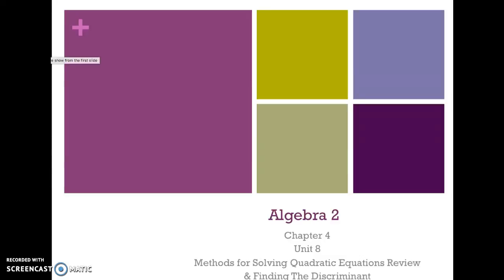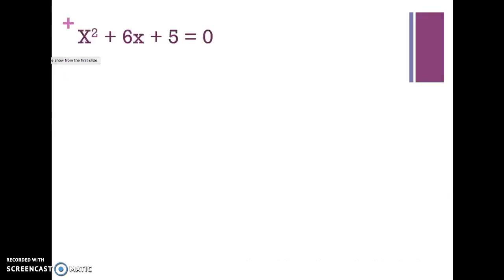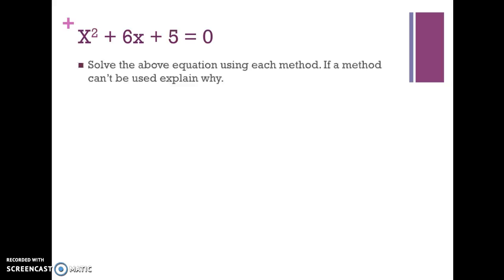This is Algebra 2, Chapter 4, Unit 8, Methods for Solving Quadratic Equations Review and Finding the Discriminant. So we're going to first start off with this quadratic equation, x squared plus 6x plus 5. And we're going to use each of the 5 methods that we've been discussing in this chapter to solve this equation. If a method can't be used, we need to explain why it can't be used.